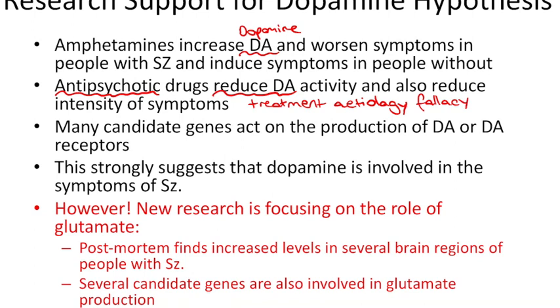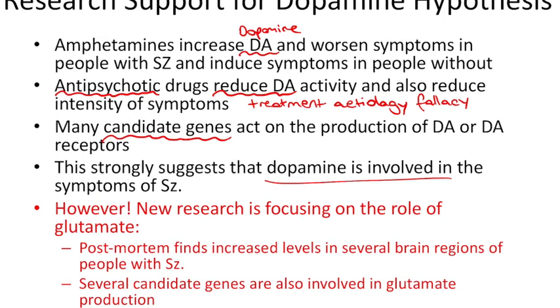However, there is other evidence to still suggest that dopamine is at least partially responsible for schizophrenia. For example, many of the candidate genes that were identified in Ripke's study earlier on act on the production of dopamine or on dopamine receptors. So this does suggest that dopamine is at least in some way involved in the symptoms of schizophrenia. However, this is somewhat outdated now.